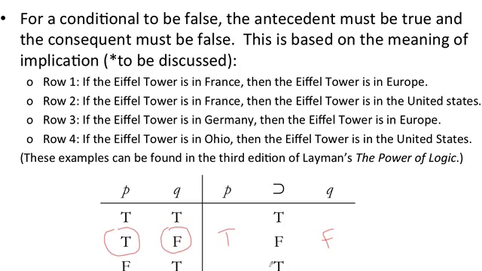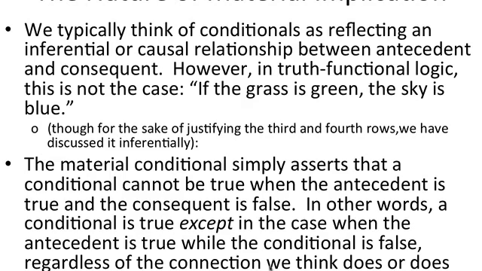In other words, why is it the case that in rows 2, 3, and 4, we have the values that we have? I think the first row is pretty uncontroversial. So let's talk a little bit about the thinking behind the horseshoe. So we typically think of conditionals as reflecting an inferential or causal relationship between the left side of the horseshoe and the right side of the horseshoe.